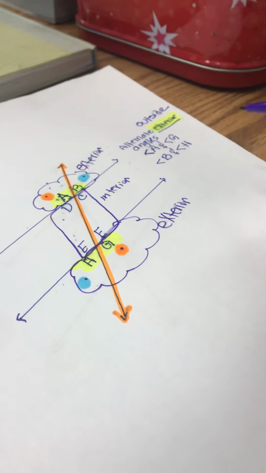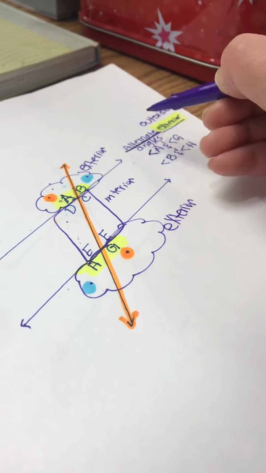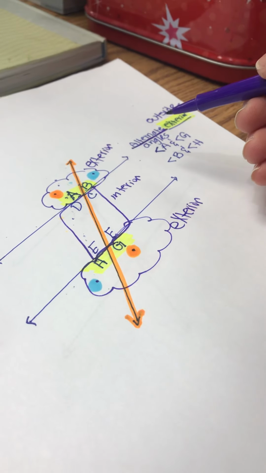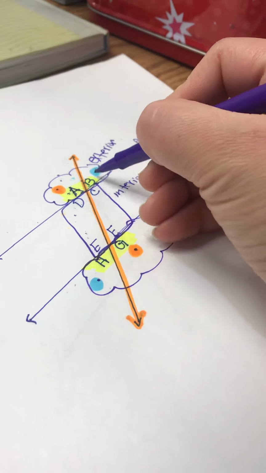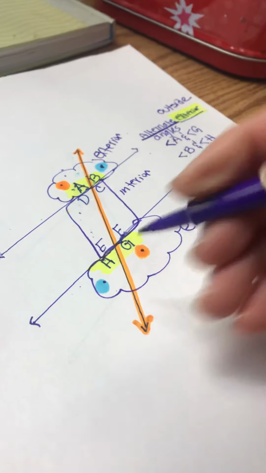Okay. Do you remember what alternate means? Is it same side or opposite side? Opposite. Opposite, thank you. So they're on the opposite side. So angle B is going to have to jump over this line. Do you remember what this line is called?